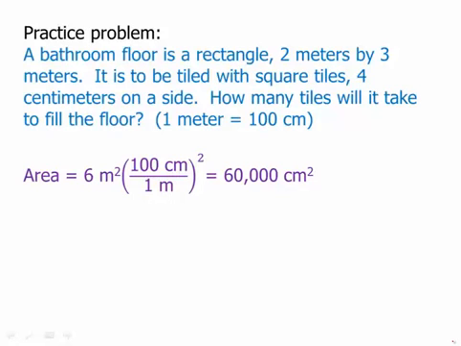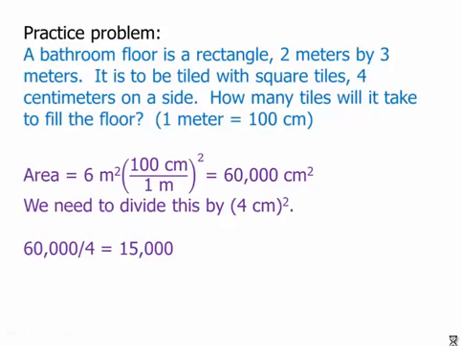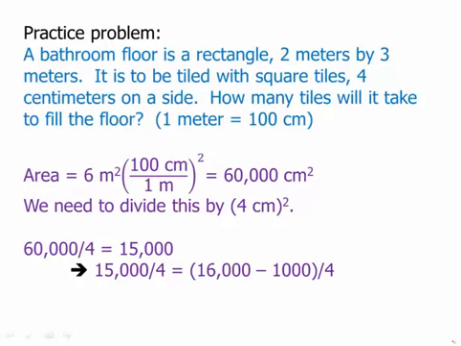And the area of the tile, it's 4 by 4. So we want to divide that by 4 centimeters squared. And what I'm going to suggest is to make things easier, let's divide by 4 once and then divide by 4 again. So 60 divided by 4, that's easy. That's 15. Now we have 15,000. We want to divide that by 4. Well, here's one way to think about it. 15,000 is 16,000 minus 1,000. Well, 16,000 divided by 4, that's clearly just 4,000. And 1,000 divided by 4, that's 250. So 4,000 minus 250, that's 3,750. So that's a very easy way to get to the answer without even touching a calculator.